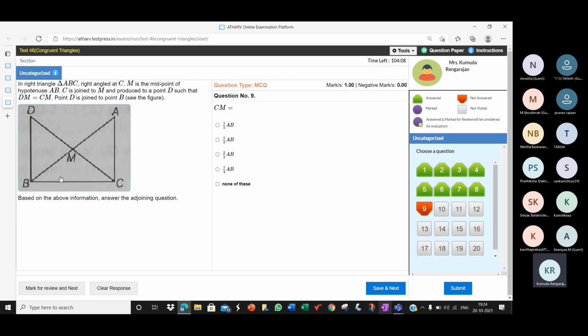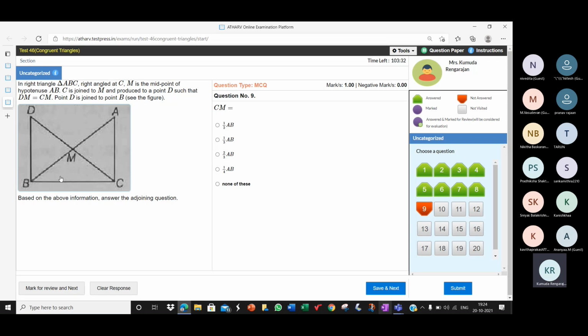So half of DC will be equal to half of AB. What is half of DC, children? We know the midpoint of DC. So what is half of the hypotenuse DC? It can be DM or CM, because it's given that DM is equal to CM.